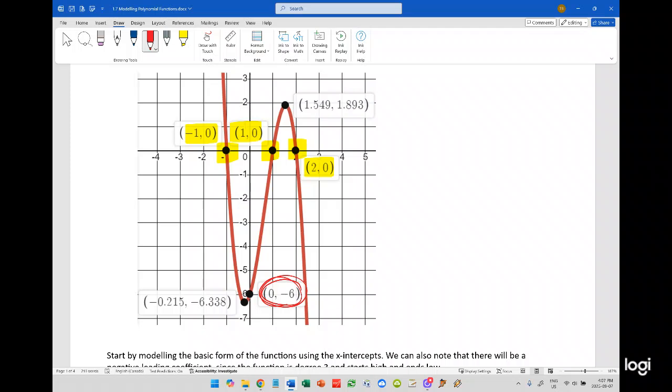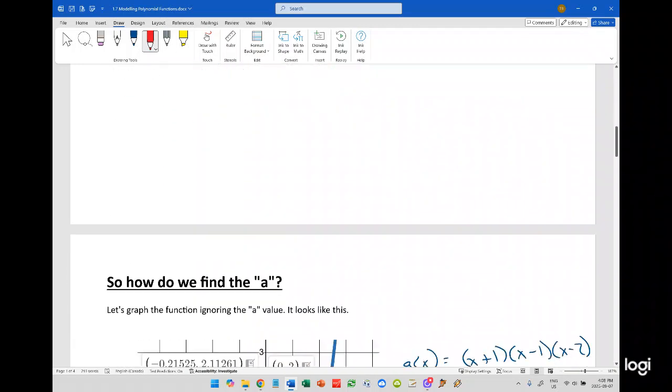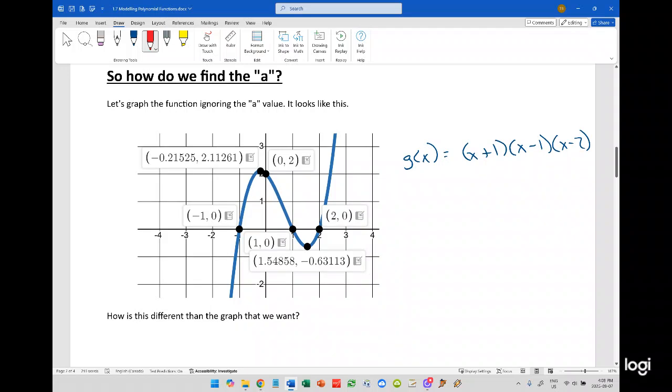I can pick technically any point other than the 3 x-intercepts, which have already been used in the equation. I can use any other point to figure out what a is going to be. But here, the y-intercept is (0, -6). And if I scroll down here, without an a in front, I notice that the y-intercept is (0, 2). So the question I would ask myself is, what do I have to multiply 2 by to get negative 6? And the answer, I think, is negative 3. It should just be that easy.